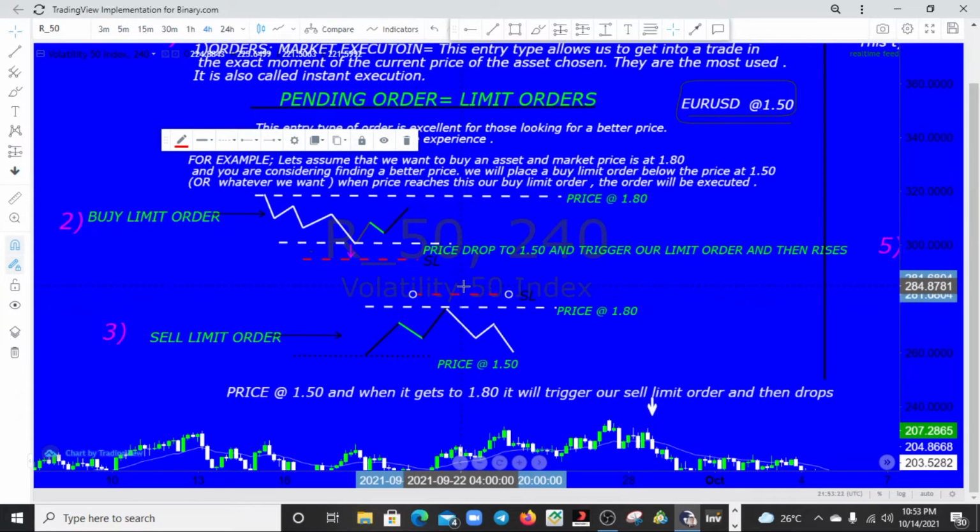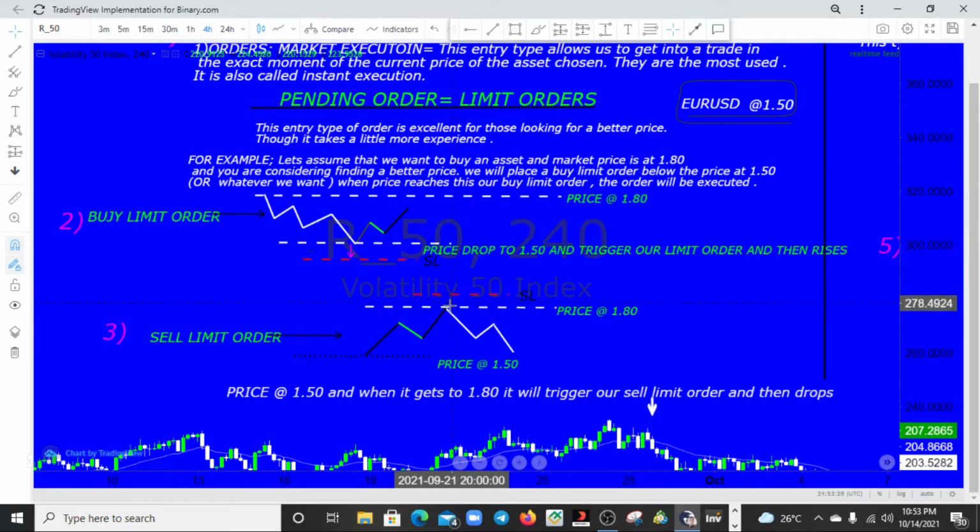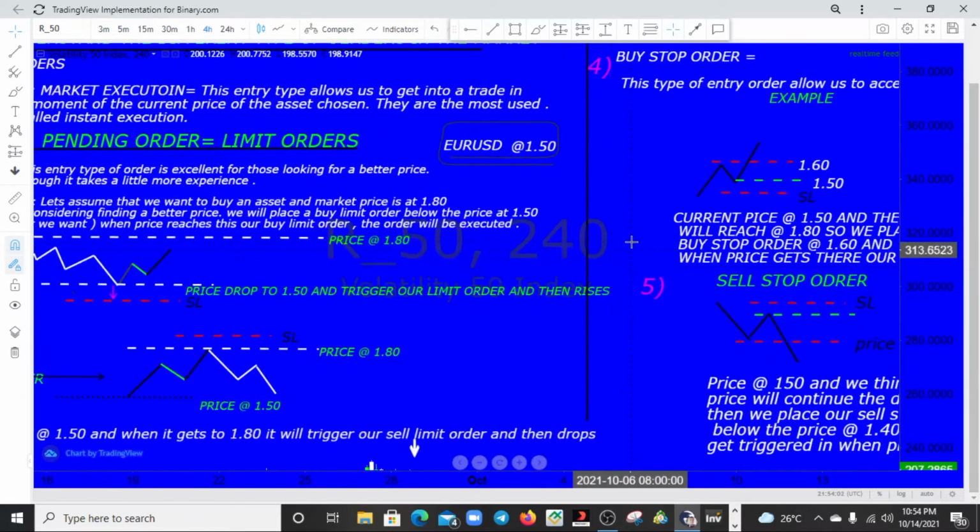a stop loss here. The reason for the stop loss also is to limit your losses. In case the market comes, triggers here and refuses to drop down, you will be safe by being taken out with a minus, or what you decide to risk for this type of trade. Alright, price at 1.80, right? Now you see the price drops to 1.50 and triggers our limit order and then rises. Now here, you can see price at 1.50, and then when it gets to 1.80, it triggers our sell limit order and then drops. As simple as that. Okay, so now let's move further.